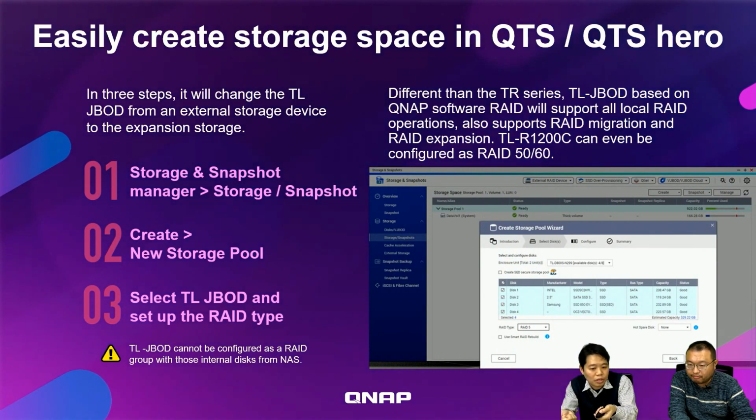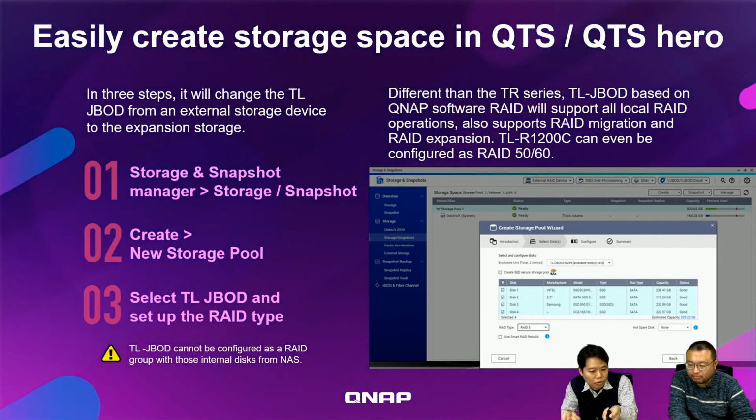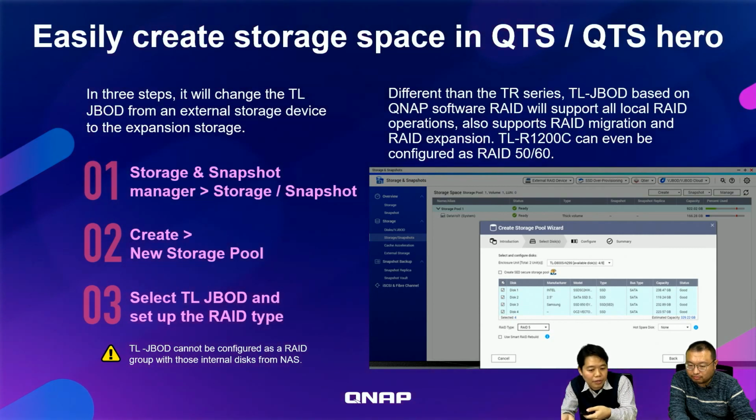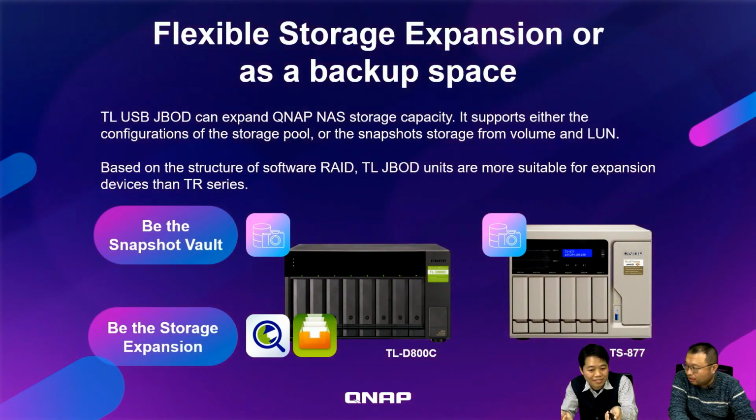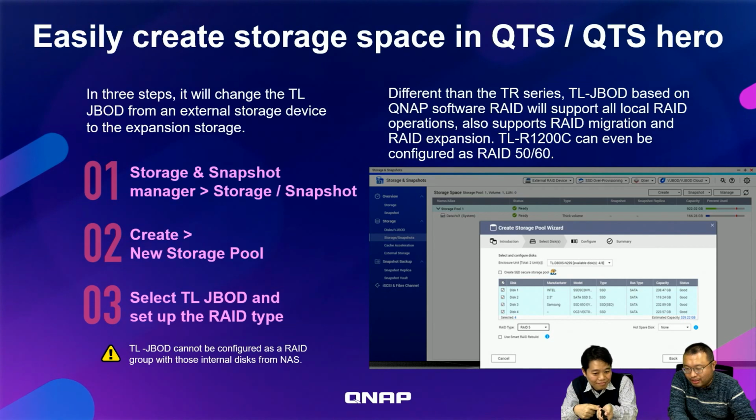Launch our Storage and Snapshot Manager, click the button to create a new storage pool, then select the RAID type, then everything is done. I saw a little bit of warning there that it cannot be used to expand the internal capacity of the NAS. Yeah. The existing pool on the NAS, right? Yes. Okay. So maybe if our viewer already knows that you're going to require a lot of data to be stored on the NAS, you should check if you should buy a bigger NAS in the first place, right? Yeah.